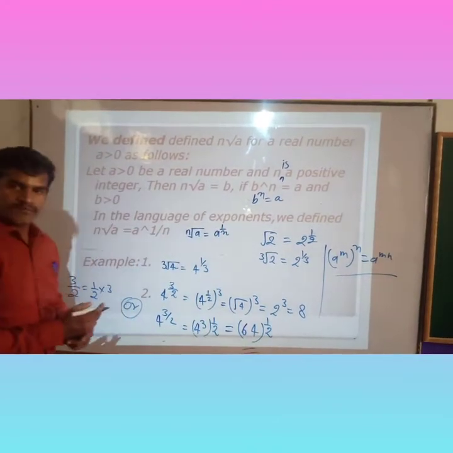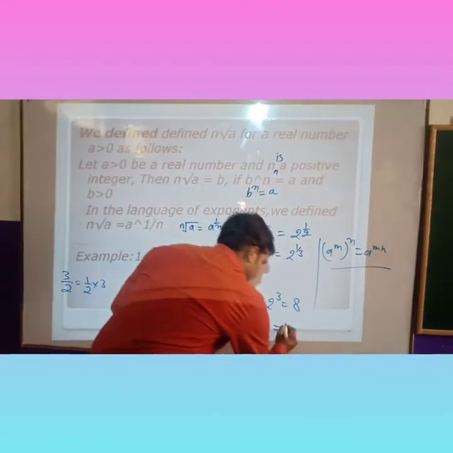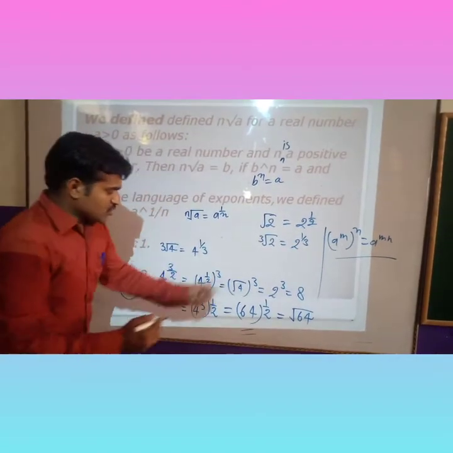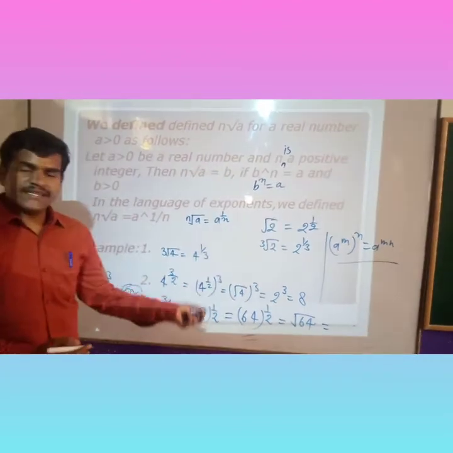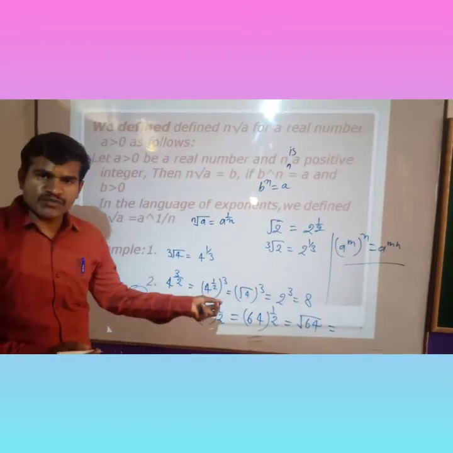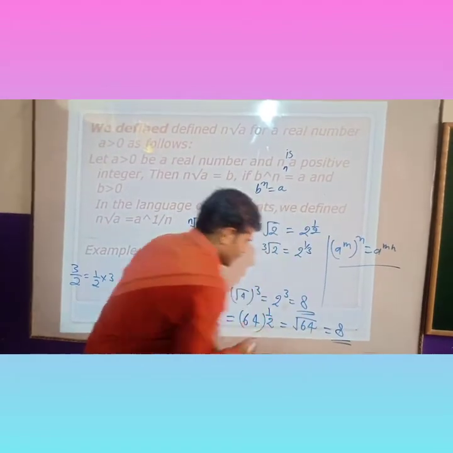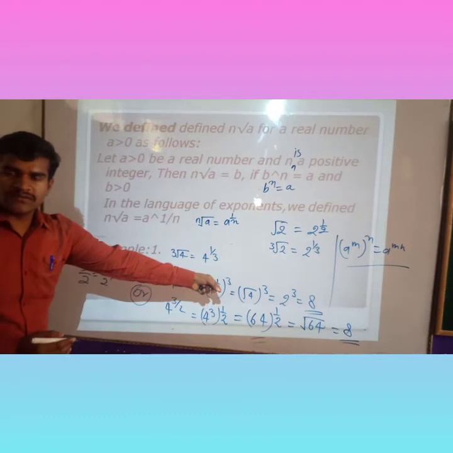power 1 upon 2. Power 1 upon 2 means square root. So we may write square root of 64. Square root of 64, as you know, we may write 64 as 8 into 8, so that is 8. The results are equal. In both cases, we get the same result. Okay.